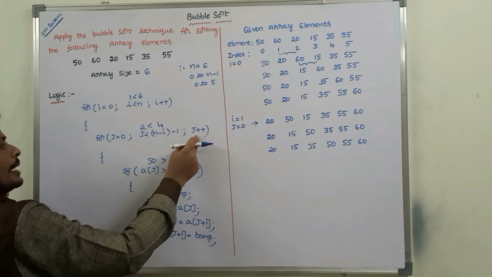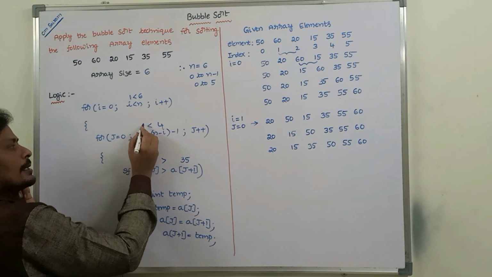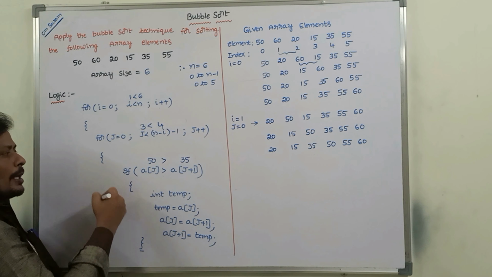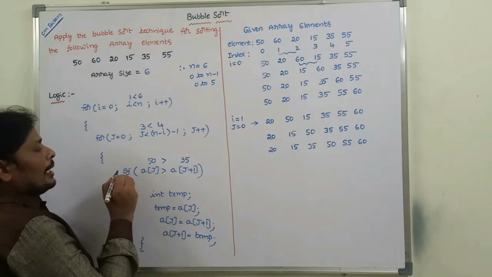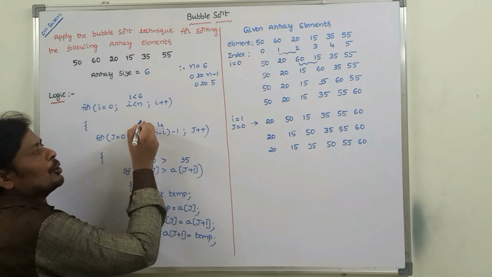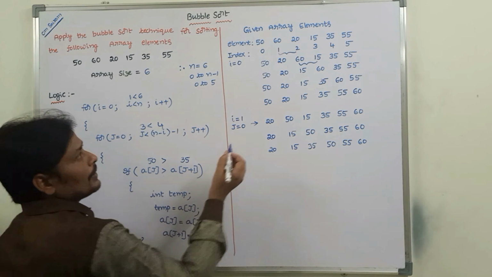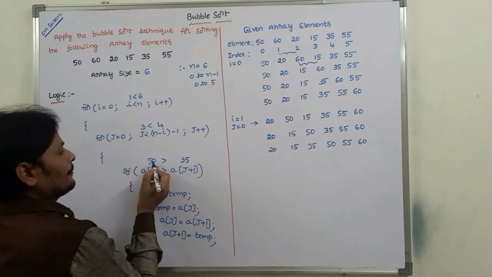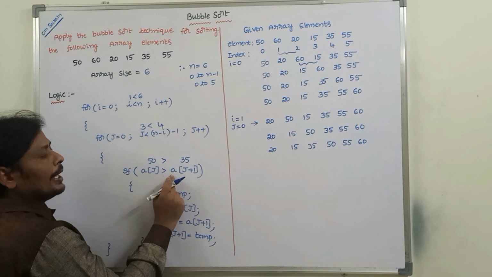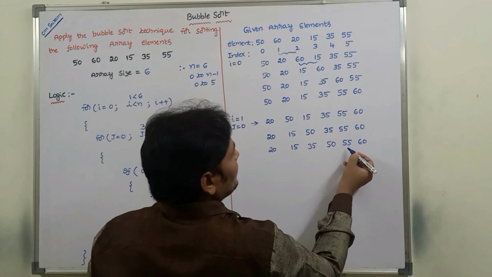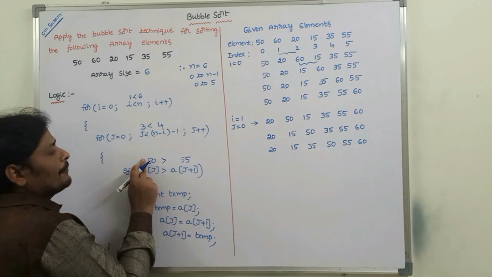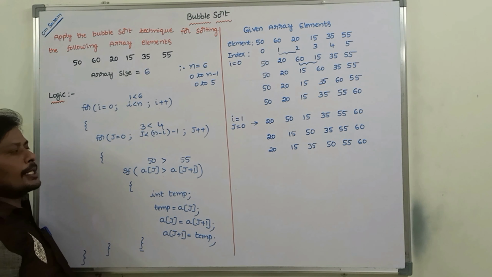J value is incremented. Now j value becomes 3. 3 less than 4, condition true. Then the control goes to the body of the inner for loop. Here in the inner for loop, if statement is there: if a of j, j value how much? 3. A of 3 value is 50, greater than a of j plus 1, j value 3, 3 plus 1, 4, a of 4, that is 55. So 50 greater than 55, condition false.